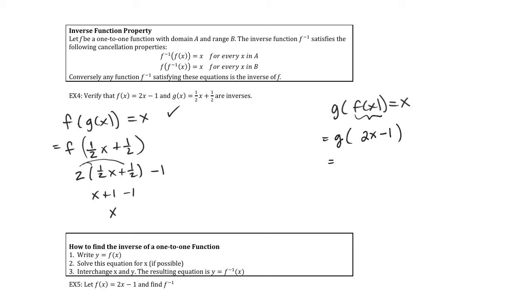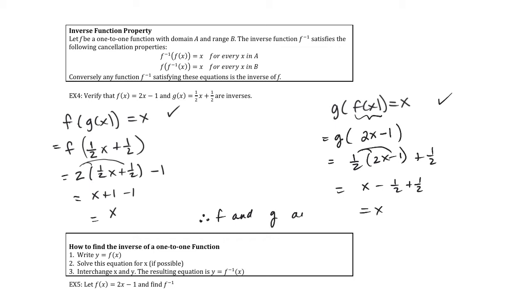So let's see, g takes 1/2 of our input and then adds a half. Okay, distributing our 1/2, we would get x minus 1/2 plus 1/2, which is x. Okay, so we just showed that these are inverses. So because those are true, therefore f and g are inverses.